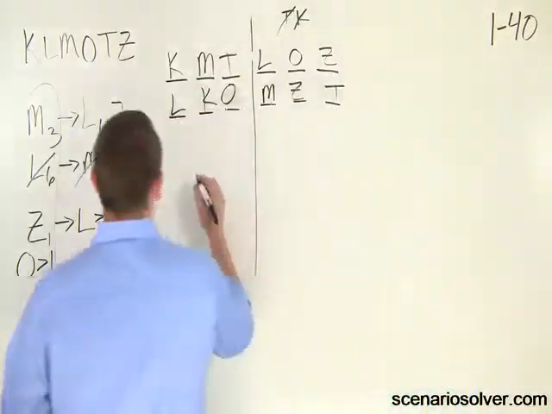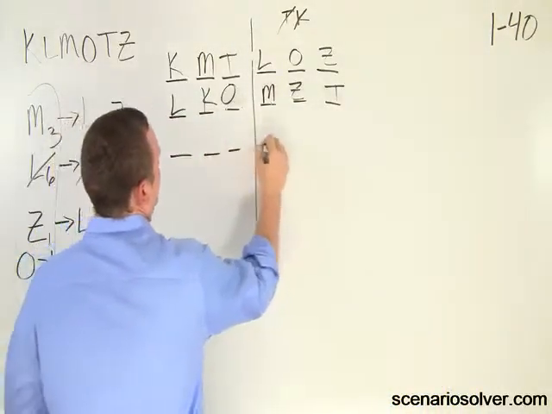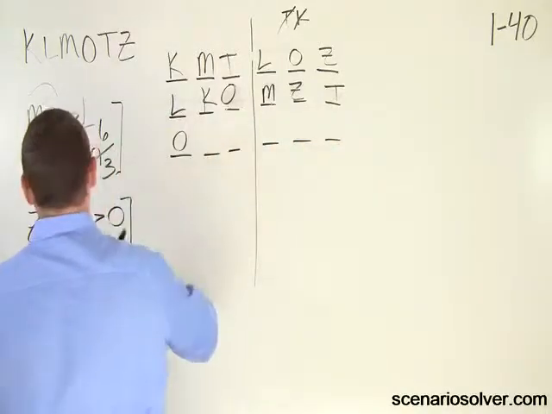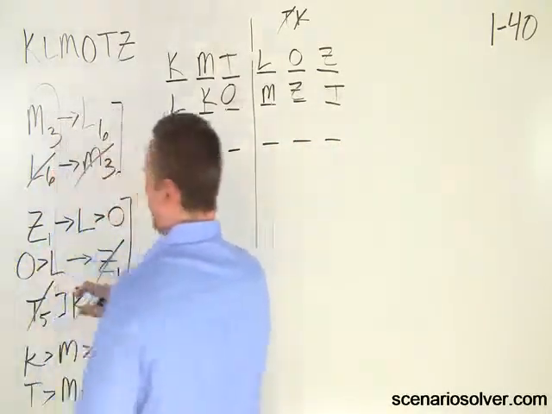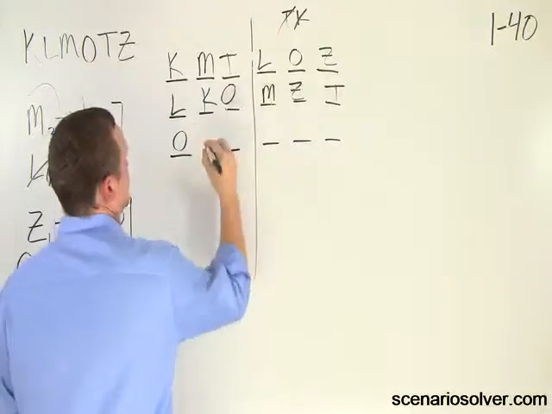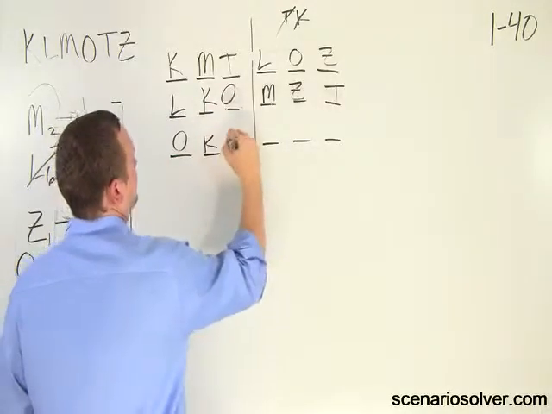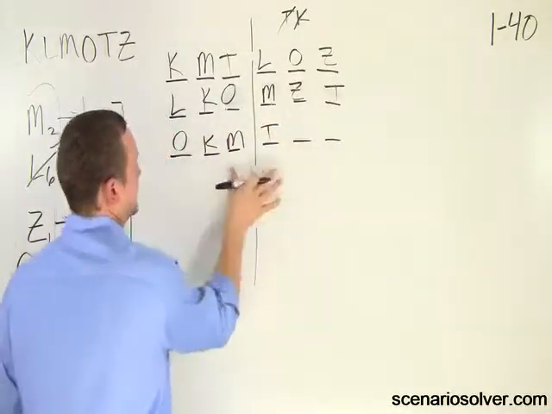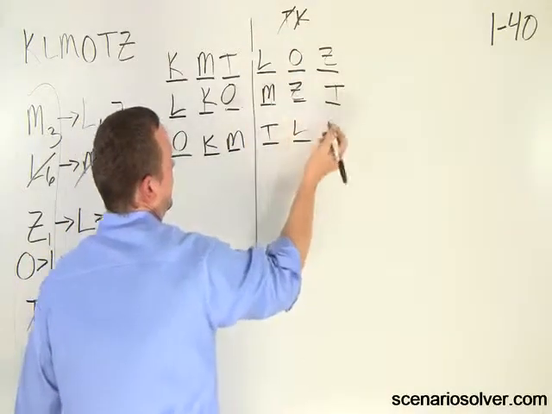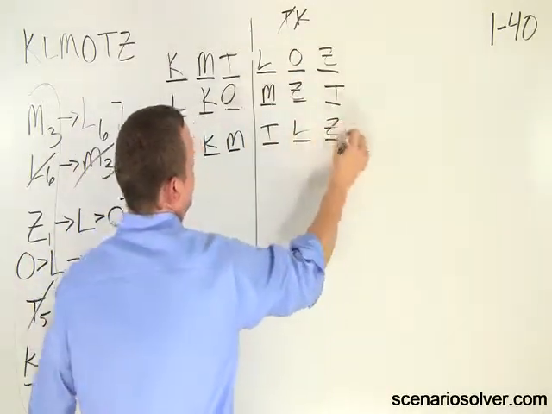Let's look at D, though. Could we put O first? Sure. If O is before L, Z can't be first. So I'm going to put O there. I'm going to get rid of my K, M, and T because I want to keep them away from that. I can put an L there, and I can put a Z there.